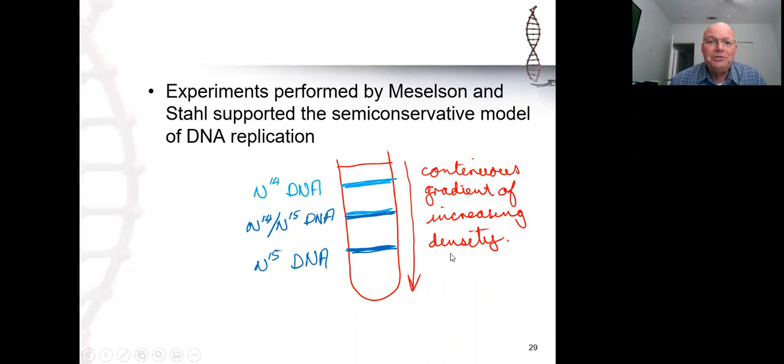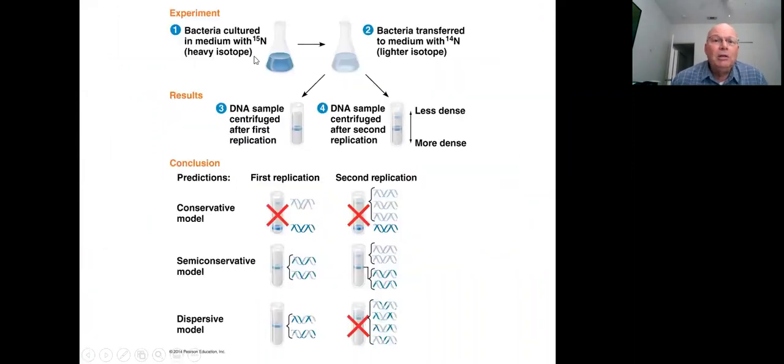And so Meselson and Stahl simply took E. coli, grew them for multiple generations in the presence of nitrogen-15 so that they could be confident that their DNA contained essentially only nitrogen-15. Then they transferred that into a medium that contained nitrogen-14, allowed the E. coli to grow and divide. And of course, every time the E. coli divide, they have to copy their DNA. They then extracted DNA out of those E. coli and placed them in a set of centrifuge tubes.